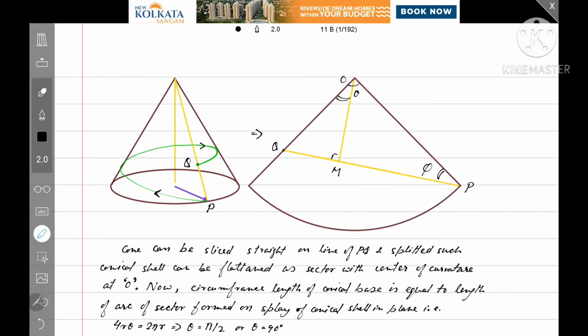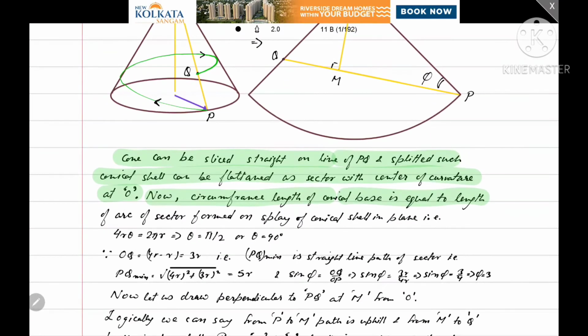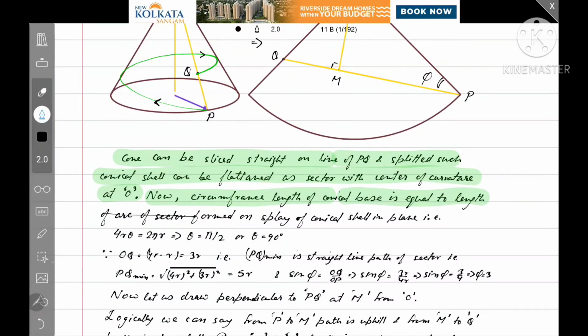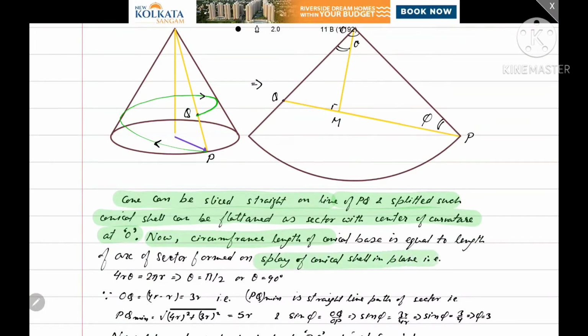Here we can see, again I am repeating, the cone can be sliced straight on line PQ and split. Such a conical shell can be flattened as a sector with center of curvature at O. How is it a sector? Because the distance from O to the circular arc is always 4r. Now the circumference length of the conical base is equal to the length of the arc of the sector. We can see the display of the conical shell in a plane.